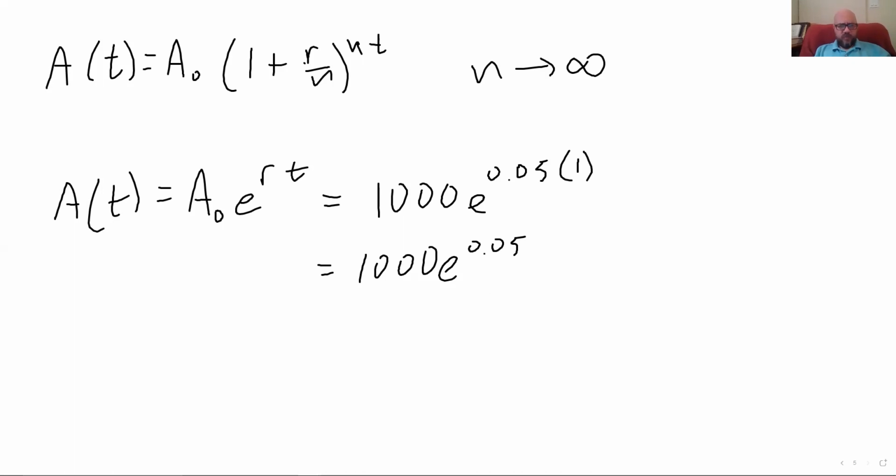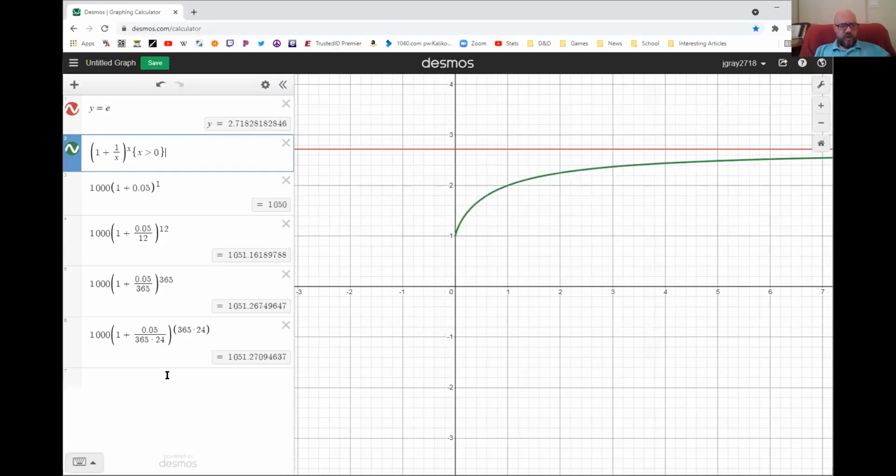So I'm going to go over to Desmos here. We're going to do 1000 e to the 0.05. And lo and behold, that's the limiting value. Notice that that is as big as this would ever get. No matter how big I made n, it's only going to be limited by 1051.27, right? So we basically had that already. Doing it daily, 1051.26.7 instead of 27.1.